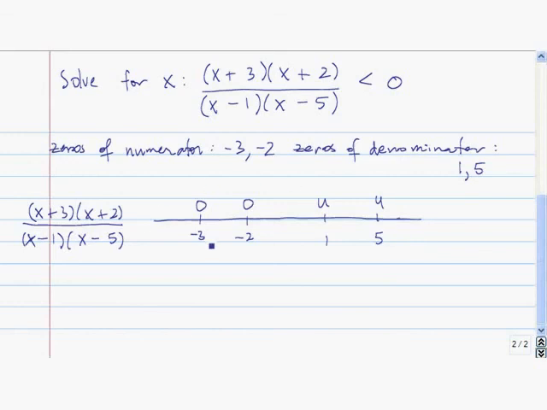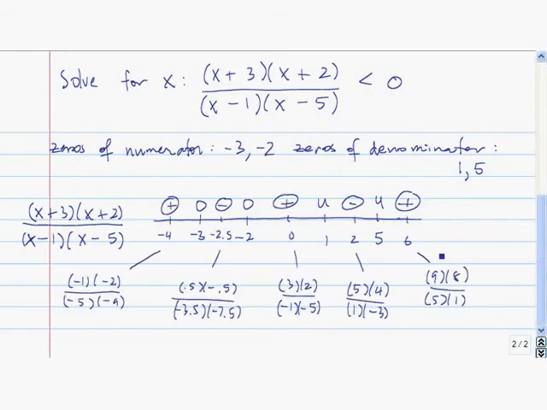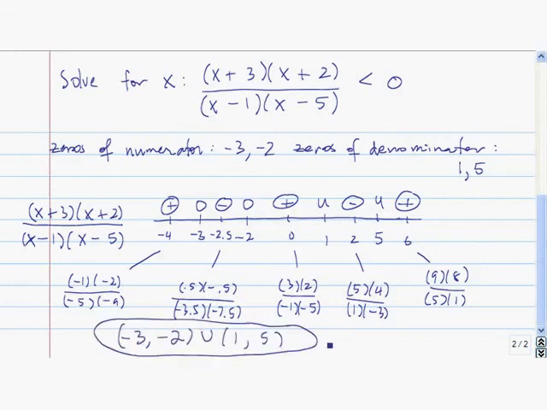Okay, so your number line should have looked like this. So the zeros are at negative 3 and negative 2, and the undefined points are at 1 and 5. And you should have gotten positive, then negative, positive, negative, positive. So finally, we're looking for where this is strictly less than 0, between -3 and -2, and on this interval here, which is from 1 to 5. So this right here is the solution to this rational inequality.